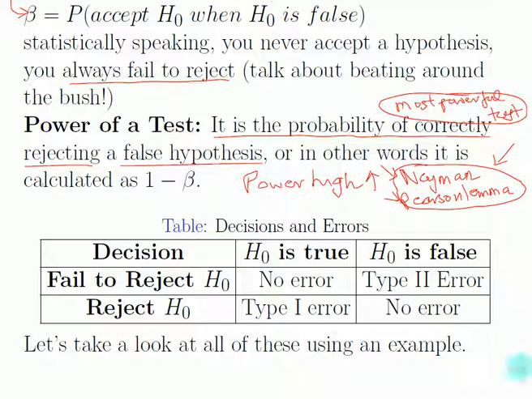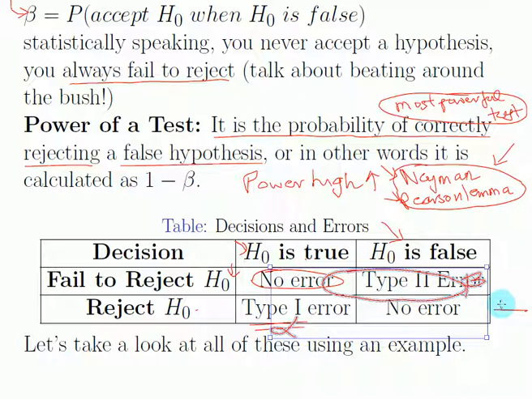Just to quickly summarize decisions and errors. If your H naught is true and you fail to reject H naught, then there is no error. So we are okay. But if your H naught is true and you're rejecting H naught, you're committing what is called a type 1 error, like we just talked about. And if the H naught is false but you fail to reject H naught, then you're committing what is called a type 2 error, or the beta error. Type 1 error is called the alpha error. But if the H naught is false and if you're rejecting H naught, then you're committing no error.